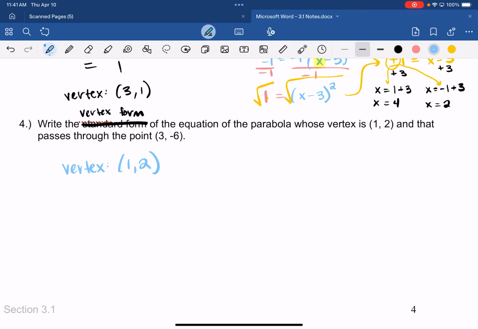When in doubt, start with your vertex. You either have to find it or it's given to you. One of the two. But we know the vertex. If we know the vertex, we can start plugging it into our vertex form. So I'm going to write our formula down again. Because we know our vertex, we can already plug 2 numbers into our formula. I know I've got a 1 and a 2.